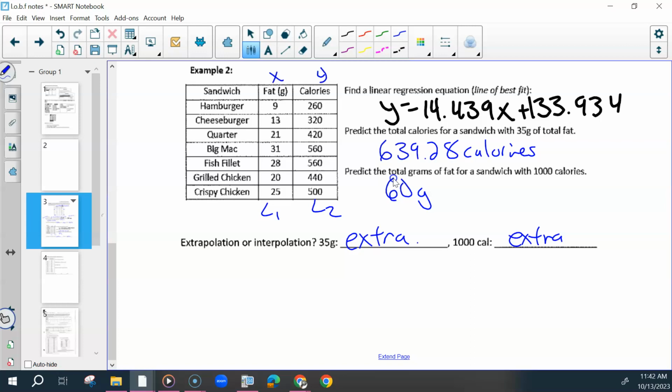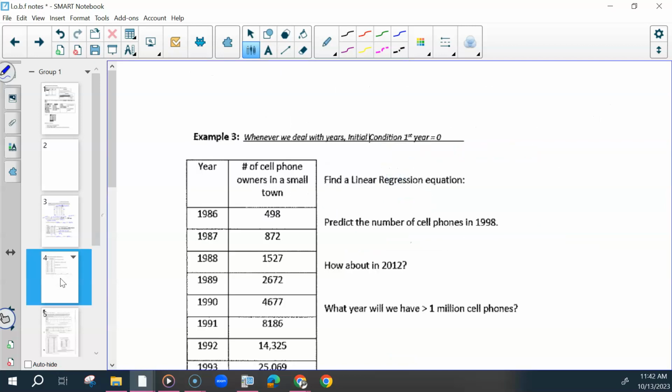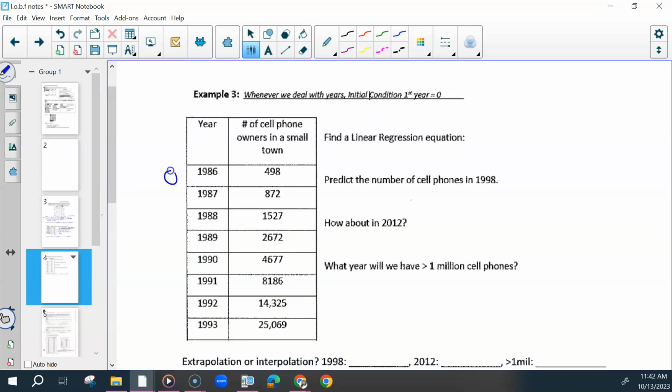So I'm going to show you one more time how to do these, but with a different type of problem. So look at example 3. What's different about this problem is it now has years. So anytime we have years, the first thing we have to do is change the first year to 0. Every year after that is going to be how many years it has been since the original.